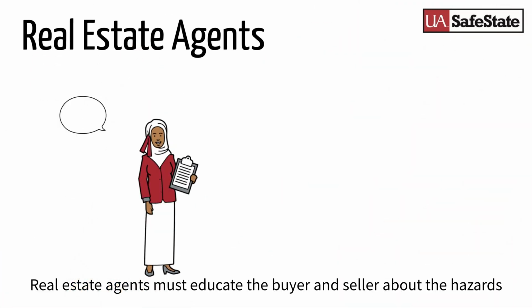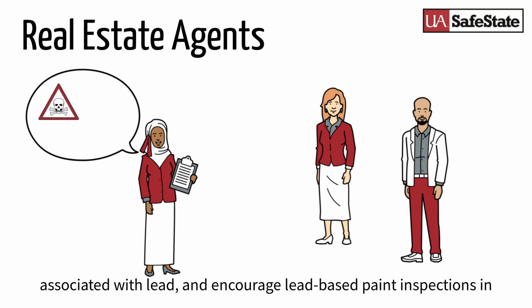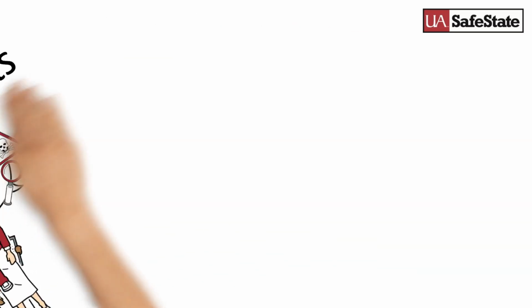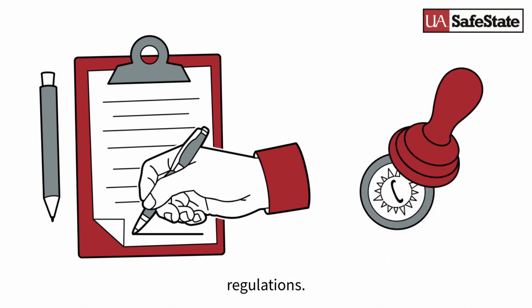Real estate agents must educate the buyer and seller about the hazards associated with lead and encourage lead-based paint inspections in housing built prior to 1978. The agent must sign a statement acknowledging their compliance with lead regulations.